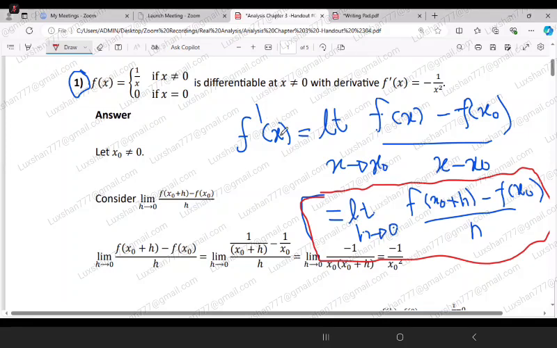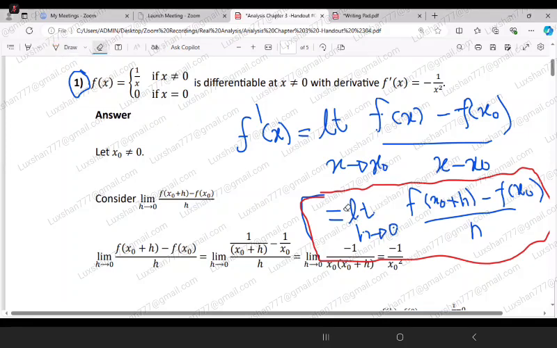So if you want to show that a derivative exists, you are considering this limit, because that is the derivative of the function at x equal to x naught. So we are considering the limit of f(x naught plus h) minus f(x naught) over h as h tends to 0. Then you know the function. When x naught is not equal to 0, you write the function as 1 over x naught plus h minus 1 over x naught, divided by h.